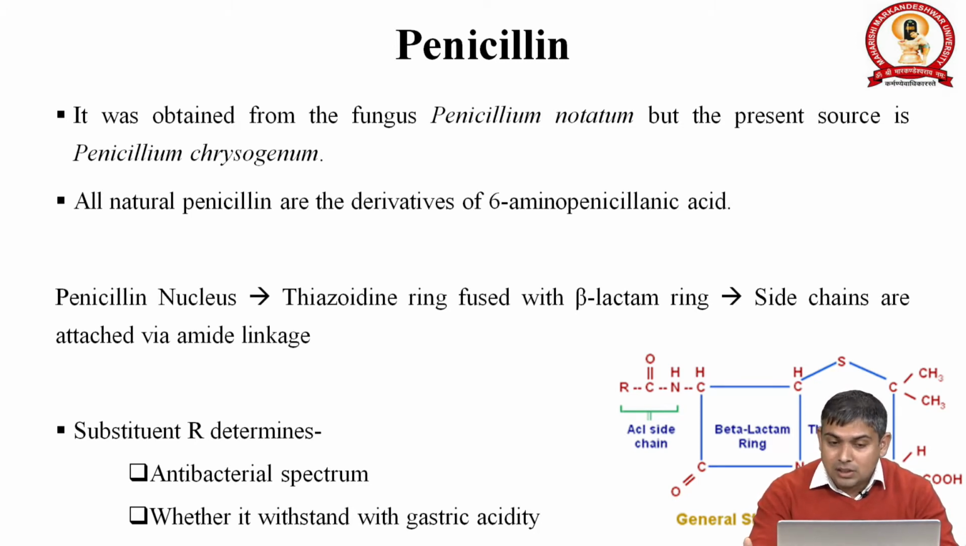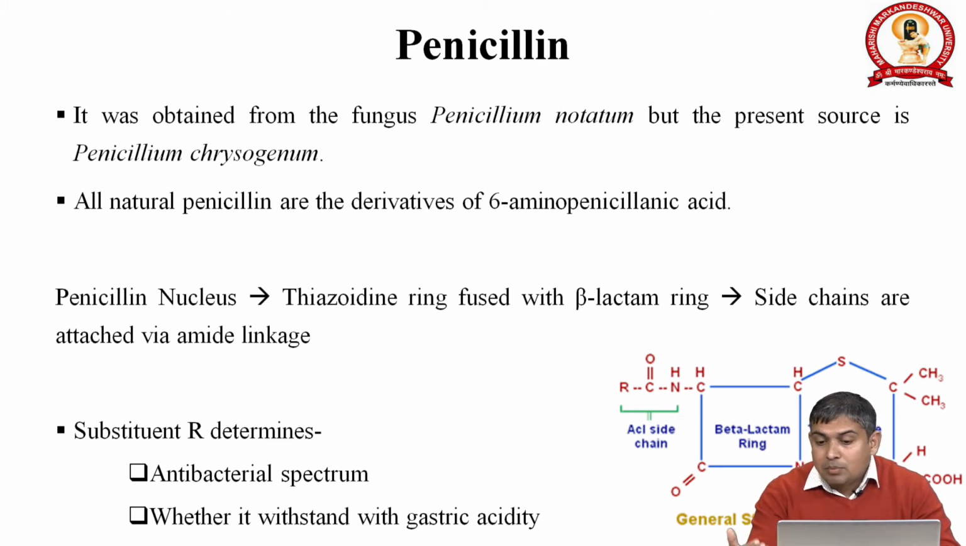Firstly, penicillin was discovered from the fungus Penicillium notatum, but nowadays it is obtained from Penicillium chrysogenum. All the natural penicillins are derivatives of 6-aminopenicillanic acid. We can clearly see the structure of penicillanic acid, which is characterized by the presence of a beta-lactam ring on the left-hand side of the figure, and a thiazolidine ring fused to this beta-lactam ring from the right side.